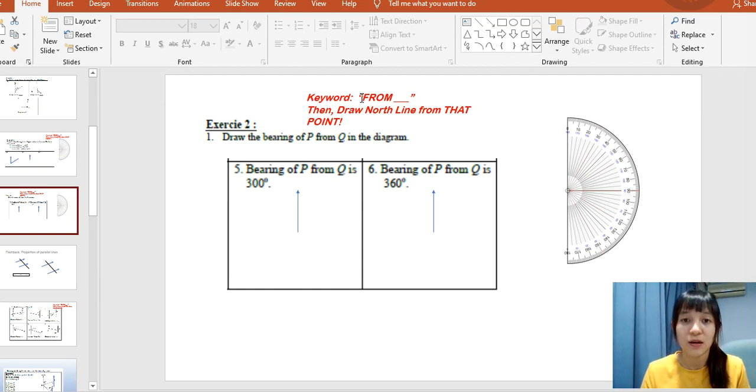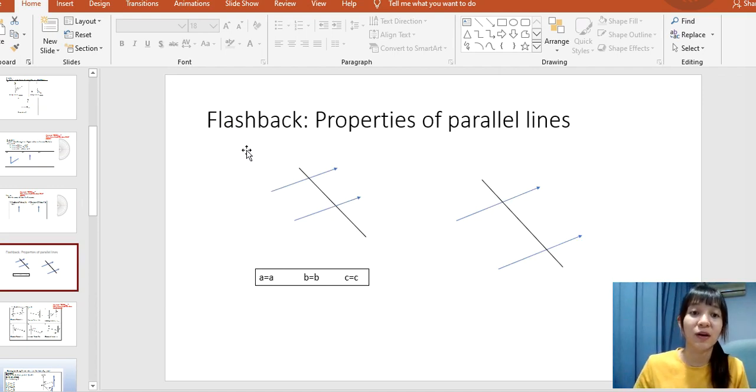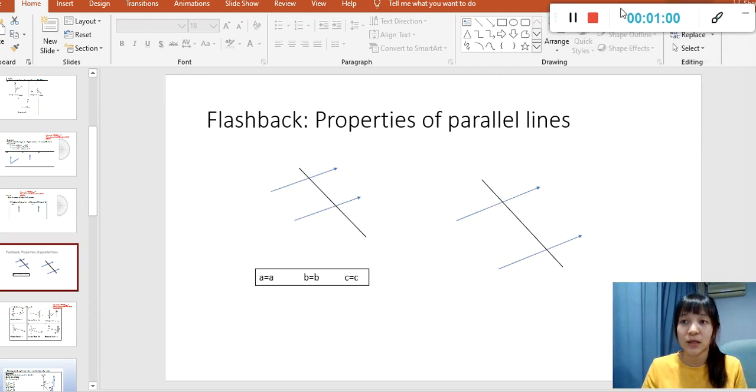Keyword, remember this: from. Look for the keyword from where, then you draw your north line from that point. Meaning that you are going to label this keyword, then you draw your north line. North is pointing upwards. So continue with this. Flashback, this is what you have learned in your lower secondary here.